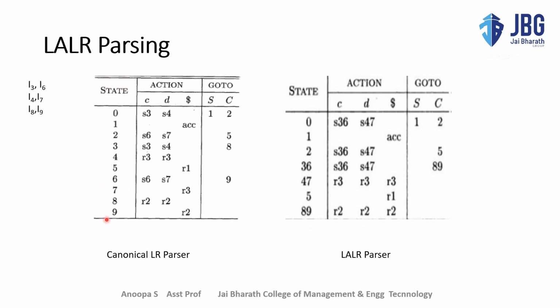See, here the total number of states was 10, from 0 to 9, and now it is reduced to 0, 1, 2, 36, 47, 5, 89. That is how there is a reduction in the number of states, and an equal number of states as compared to SLR, because here we are omitting the lookahead symbol and just considering the core. That is why we get a number of states similar to that of the SLR parser. So I hope you have understood how to convert the CLR parser to an LALR parser.